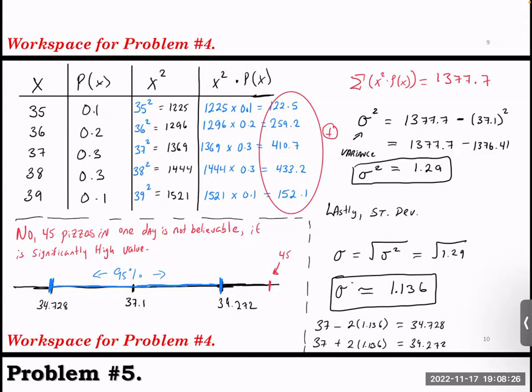All right. That was just mean, variance, and deviation, but this was just an extra part. Sanchita asks: so the question wasn't asking whether it's significantly high, low, or neither? Yes, it's significantly high. I said no, 45 pizzas in one day is not believable. It's a significantly high value. I agree it is significantly high, but I said that the claim of selling 45 pizzas is not believable because it's not within this range.